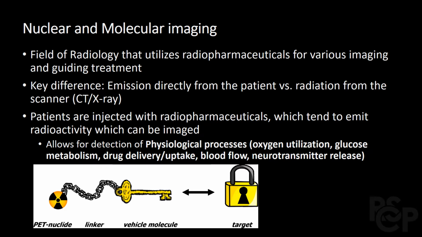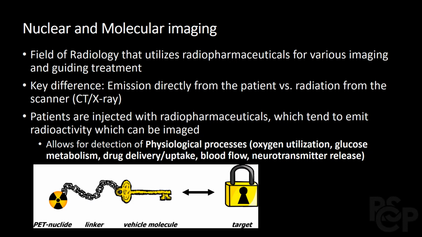So again, in this case, we're using radiopharmaceuticals, which are generally injected into the patient, and this will emit radioactivity, which is then imaged using PET scanners or other gamma scanners, etc. And this allows for detection of physiological processes. And in this picture at the bottom, you can see how the radiopharmaceutical is linked to a vehicle molecule, which might be involved in a physiological process, and eventually this can be monitored.